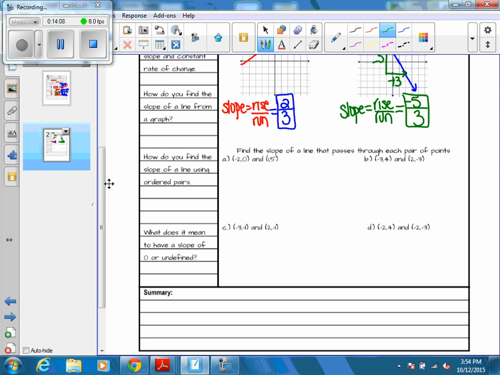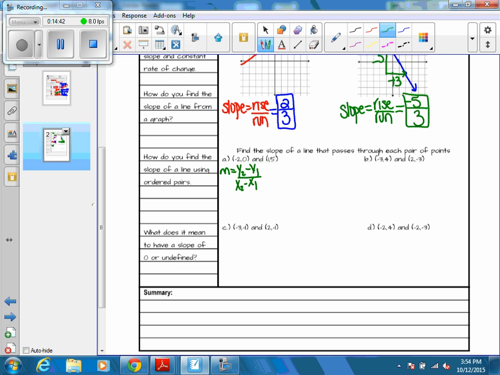It says, find the slope of a line that passes through each pair of points, -2, 0, and 1, 5. So this time, I just have the ordered pairs. I don't have a graph. I don't have any of that. So I want to use the equation that we have up top. If I look at the equation, I have m equals y2 minus y1 over x2 minus x1. Okay? All these letters just mean the parts of our ordered pairs.